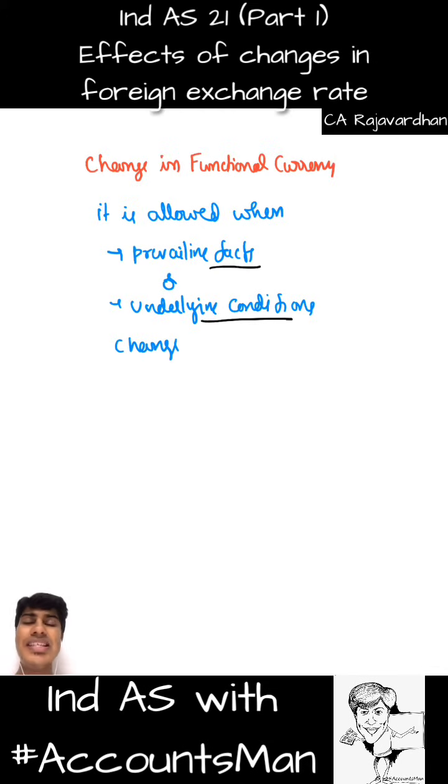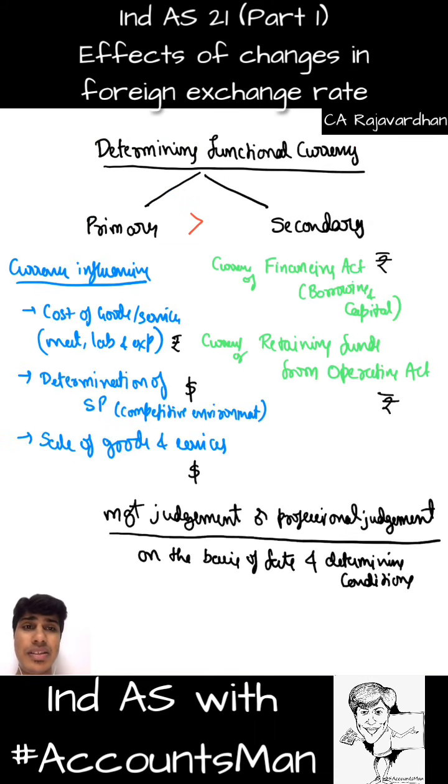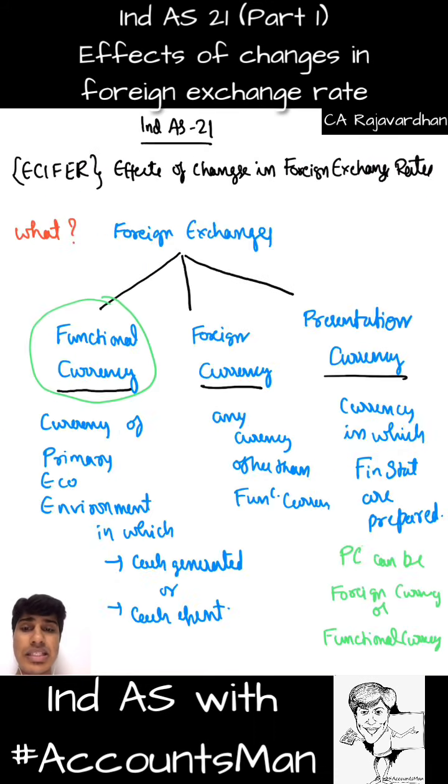Whenever this change happens, the change has to be done prospectively from the date of change. Yeah, we are not going to do it retrospectively for past financial statements. So it's going to be done prospectively. You get that? So the change in the functional currency is allowed when the prevailing facts or the underlying conditions change. So this is what we basically started with. And what exactly does this standard deal with? You get this? So discuss this part.